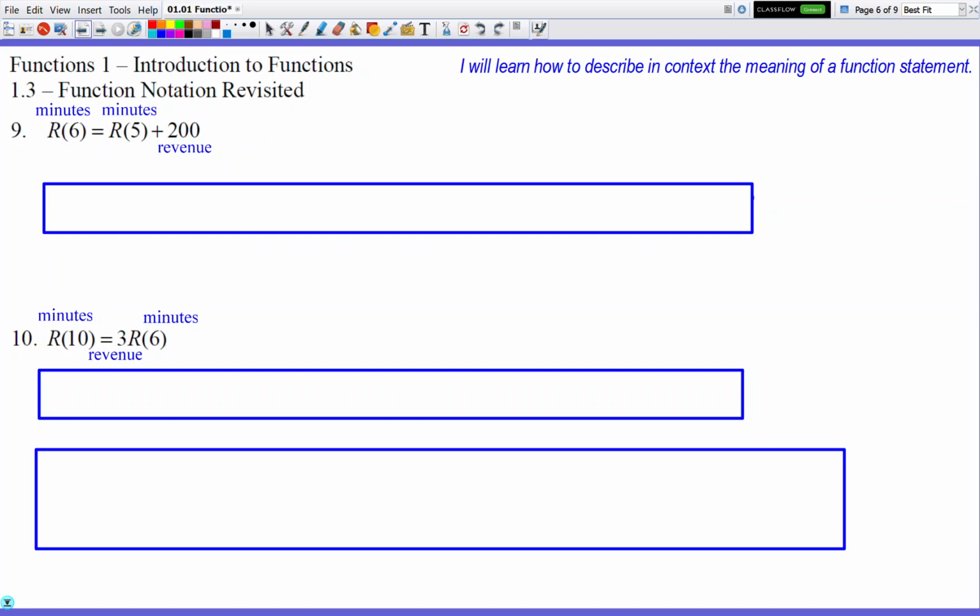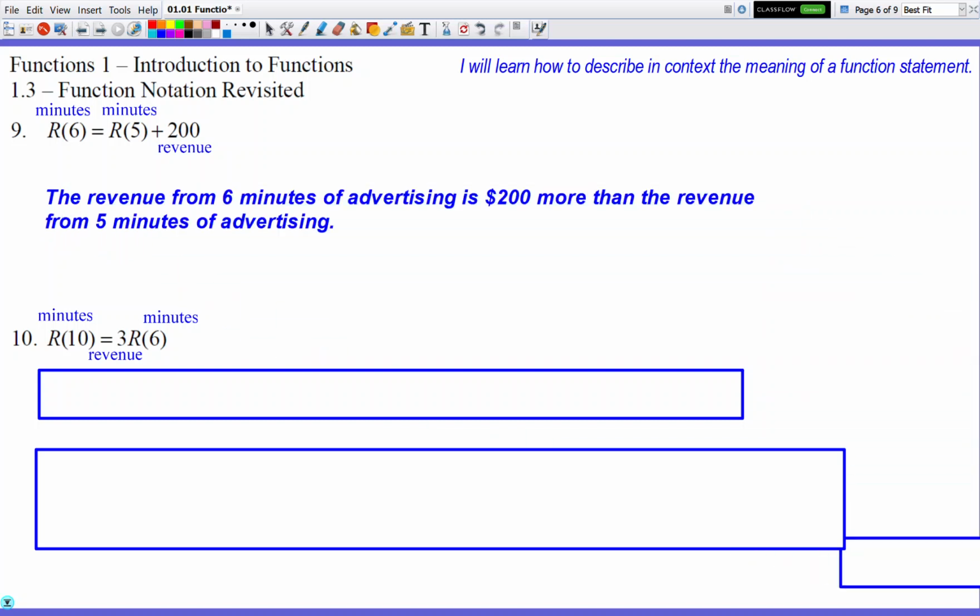It's going to be what makes R of 5 a little bit heavier, so it balances out. Okay, so let's see what we roll for this one. The revenue from 6 minutes of advertising is $200 more than the revenue from 5 minutes of advertising. So it's pretty much the exact same thing as the one before it, just different numbers for minutes and different numbers for more than increase. Okay, so let's look at number 10.